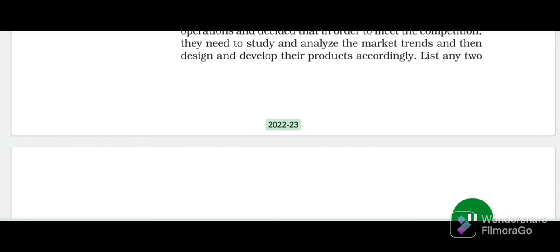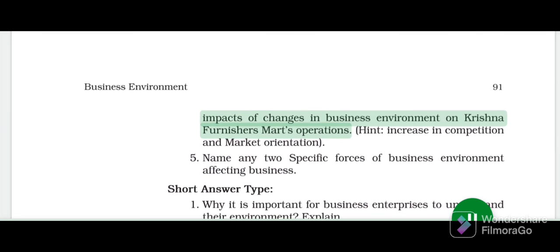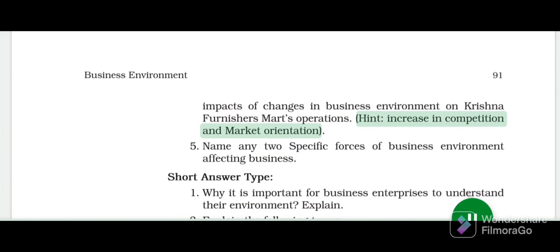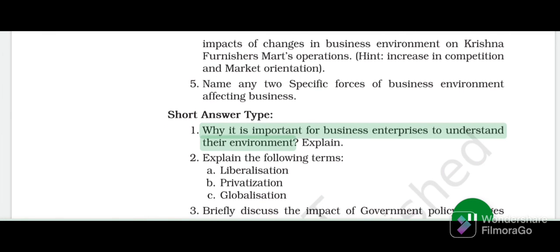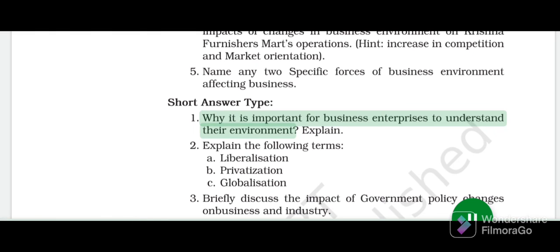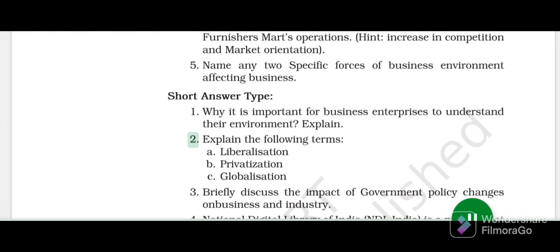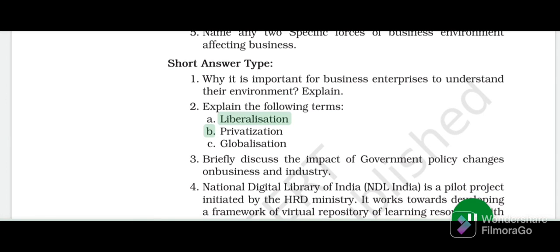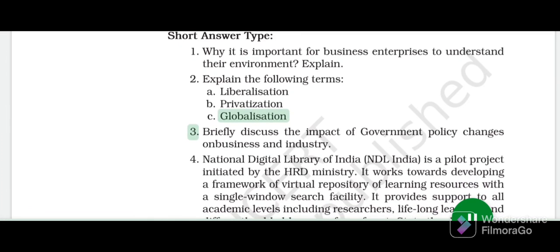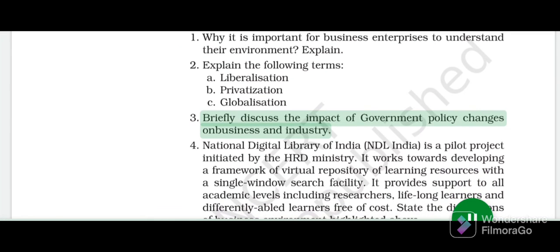Impacts of changes in business environment on Krishna Furnishes Mart's operations. Hint. Increase in competition and market orientation. 5. Name any 2 specific forces of business environment affecting business. Short answer type. 1. Why is it important for business enterprises to understand their environment? Explain. 2. Explain the following terms. A. Liberalization, b. Privatization, c. Globalization. 3. Briefly discuss the impact of government policy changes on business and industry.